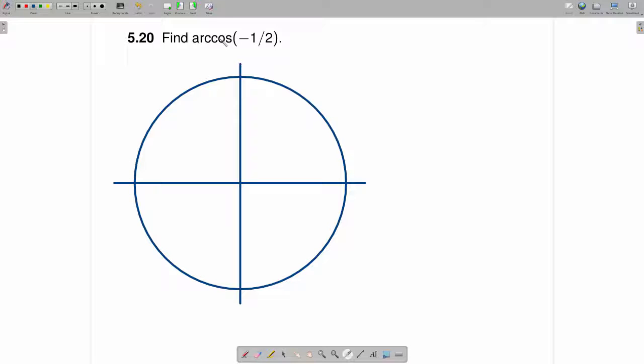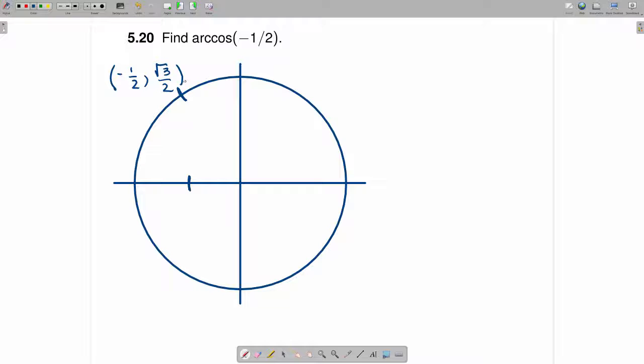Well, once you know that, having a cosine of negative 1/2 means its first component is negative 1/2. So we know the first component is negative 1/2. You go up from there, go negative 1/2 this way, positive square root of 3 over 2, and there is the point, negative 1/2, positive square root of 3 over 2.